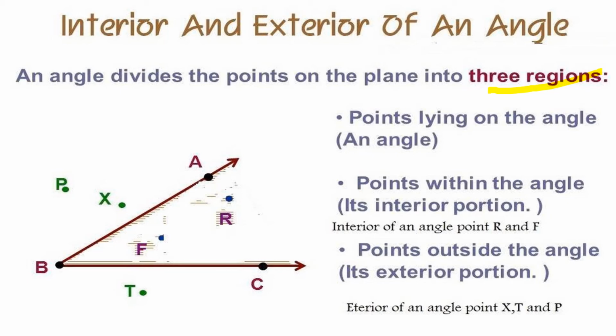Next, points within the angle. It is the interior portion. What are the points that are interior here? F and R. These 2 points are interior points of this angle.